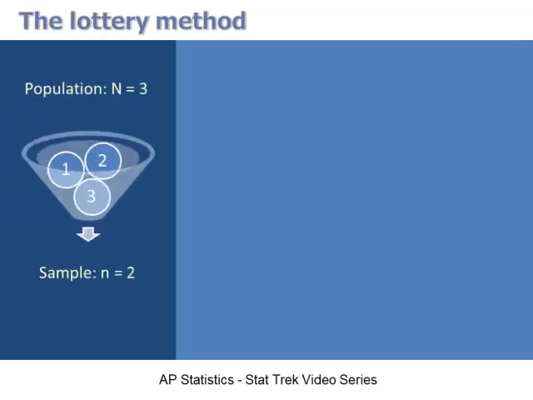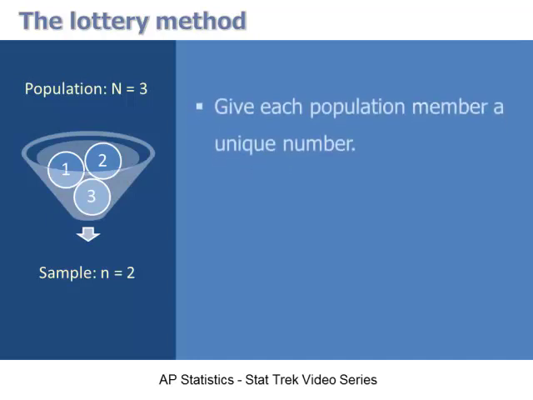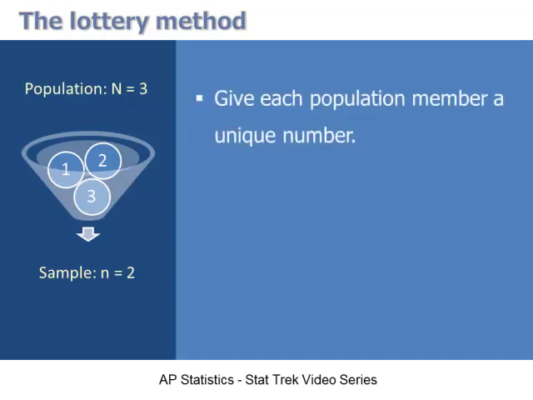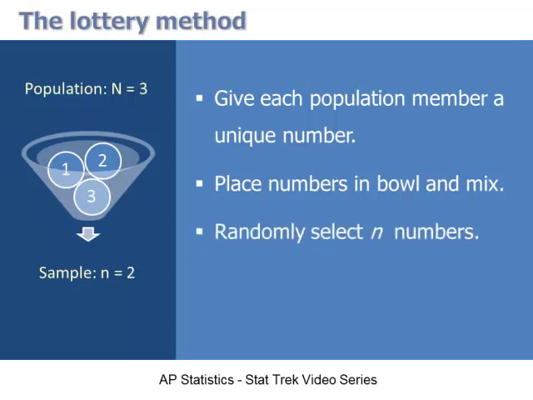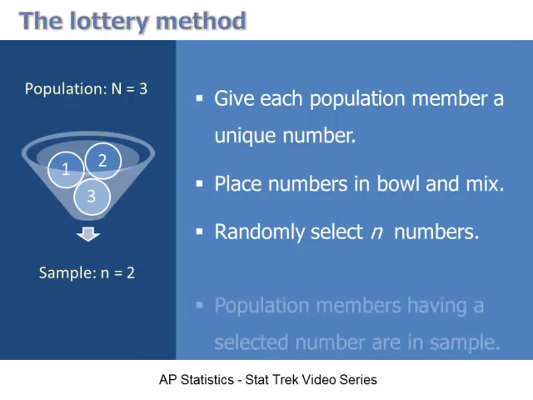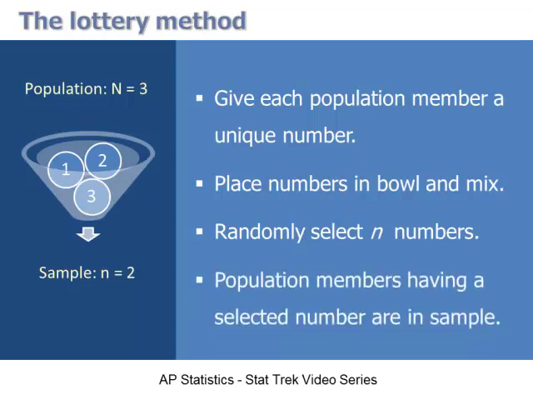Suppose we had a population of 3 observations, and we wanted to select a simple random sample of 2 observations. One way to do this would be the lottery method. First, give each population member a unique number. Second, place the numbers in a bowl and mix them up. And finally, ask a blindfolded researcher to select 2 numbers from the bowl. Population members having a selected number would be in the sample.